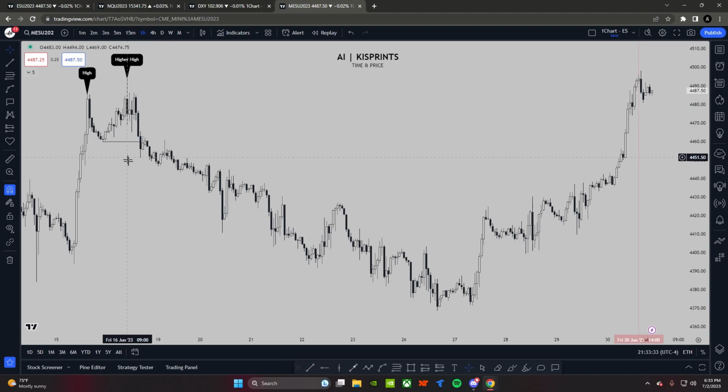But this is obviously higher time frame. This is just an example. Time is fractal, so this play can happen on the 5, 3, 2, 1. Or you can wait for your conservative entry, which is a retracement. In this case, you got two retracements actually here.